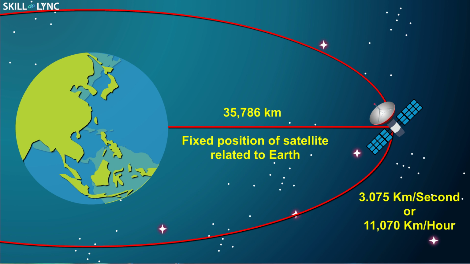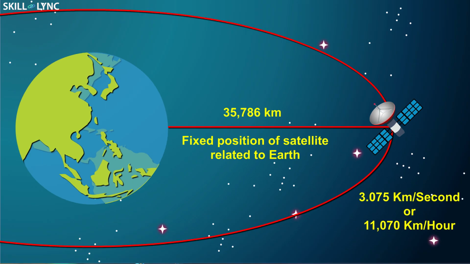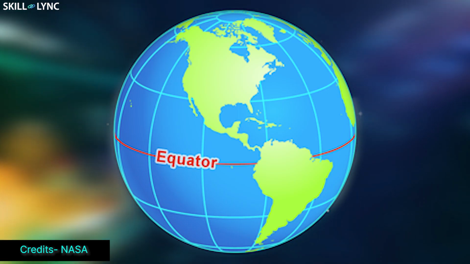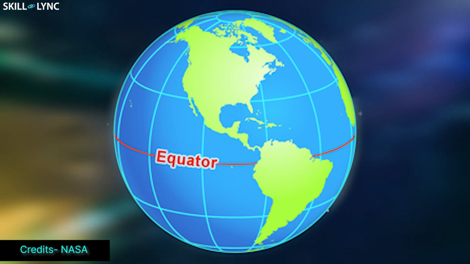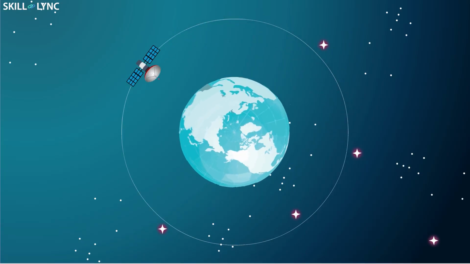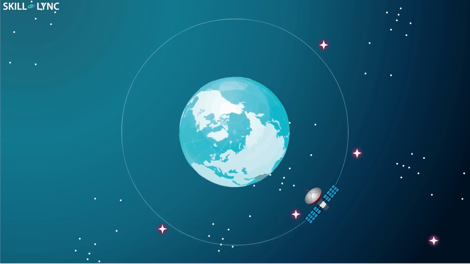The geostationary orbit is a type of orbit where the orbiting object is 35,786 kilometers away from the surface of the Earth. At this height, the velocity of the satellite is 3.075 kilometers per second or 11,070 kilometers per hour. The path of the orbit also follows the equator line of the Earth. So an object or satellite in such an orbit will complete one full rotation around the Earth in 24 hours. This is equal to the Earth's rotational period.